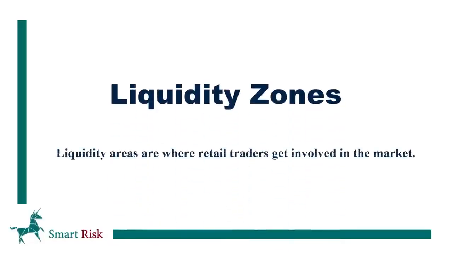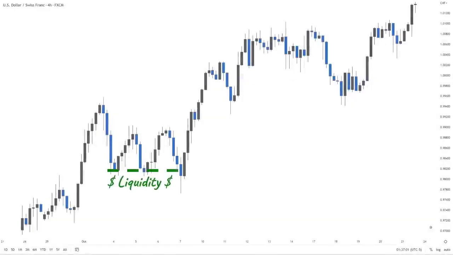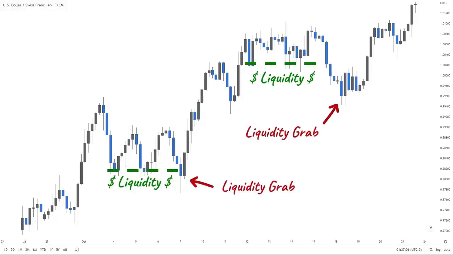Liquidity areas are where retail traders get involved in the market. We know that multiple rejections are interesting entry levels for traditional traders, so there are many stop losses, and liquidities are gathered below them. Smart money aims to sweep all of the retail traders' stop losses, and we want to enter the trade after stop losses have been swept. For more detailed information about this topic, check out our previous videos linked in the description.